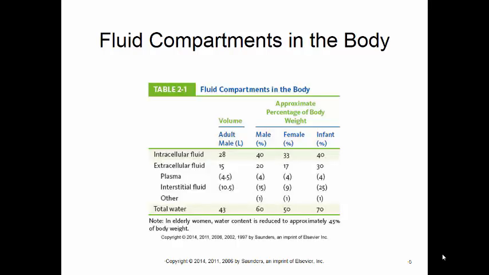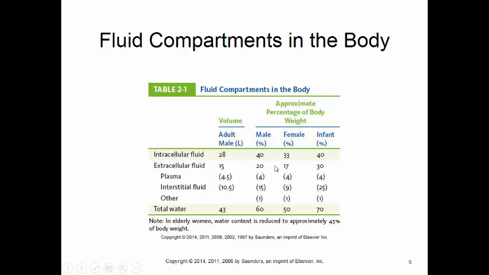You can see here's a breakdown, and we can see it male versus female versus an infant. A lot of the figures historically quoted are for the male, but you do need to know there's a difference between the male, female, and the infant. Percentage-wise, the total amount of water is about 60% of the body for males, about 50% for females, and about 70% for infants. So infants need to be the most hydrated because they're about 70% water.